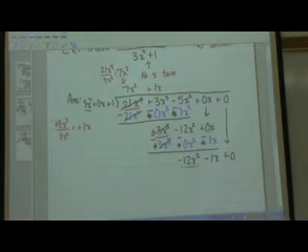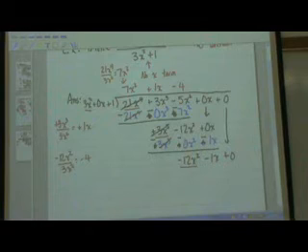Leading terms. Divide negative 12x squared by positive 3x squared. Negative 12x squared divided by positive 3x squared is negative 4, because the x's cancel. So my last term of the quotient is negative 4, and now it's time to multiply.